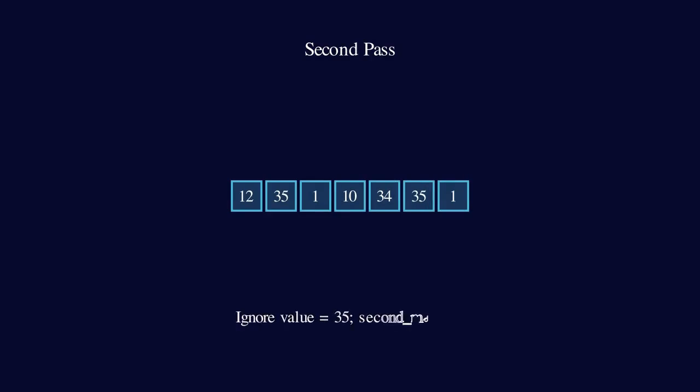Second pass time. Scan again, but skip any value equal to the maximum you found earlier. Among the remaining numbers, track the biggest one you see. Keep a single candidate and update it whenever you meet a larger number. That final candidate is the second largest distinct element.